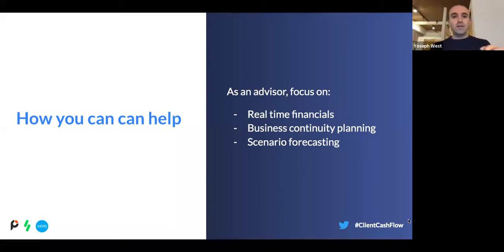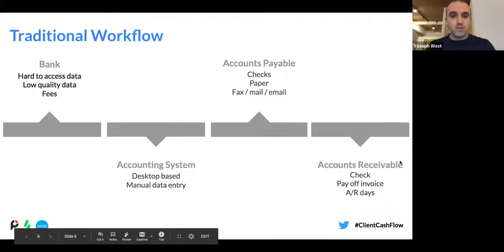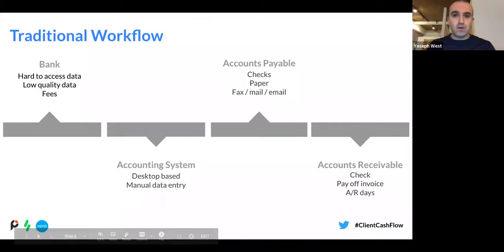So really at the foundation of all of this is delivering real-time financials and cash flow visibility. That's the key to being proactive, to be able to engage on SBA loans, to help your clients weather the storm. Okay, so let's move on to this next slide to talk about the traditional workflow.